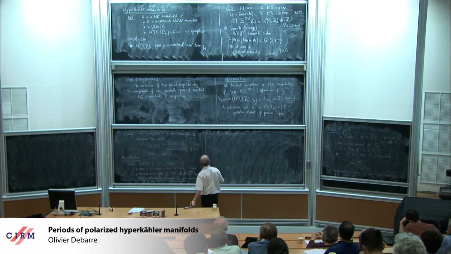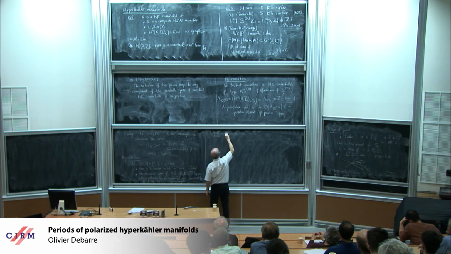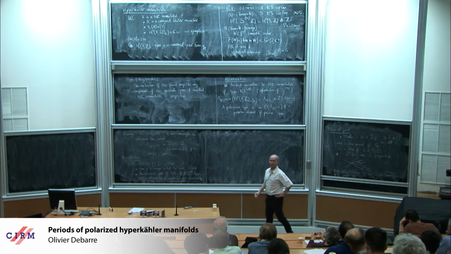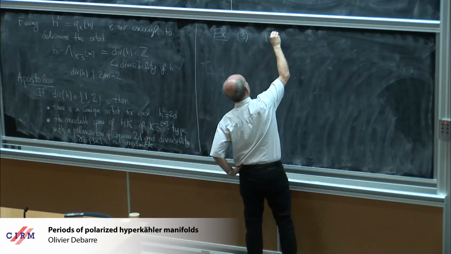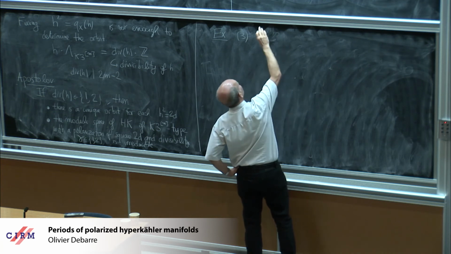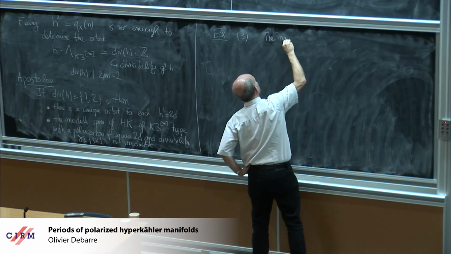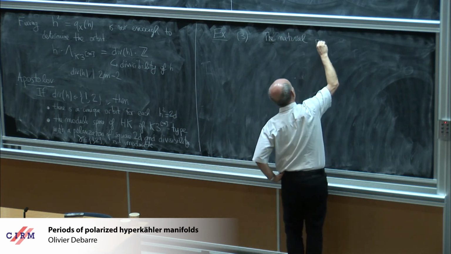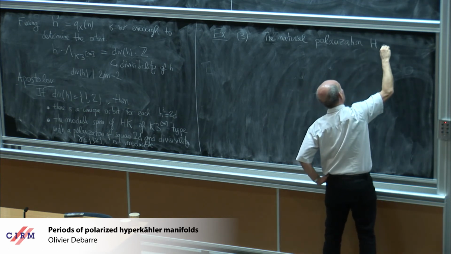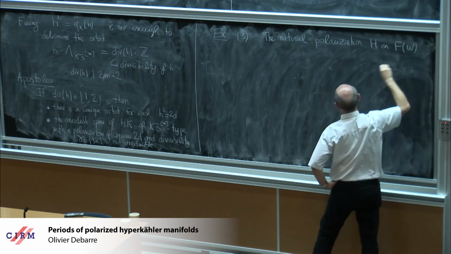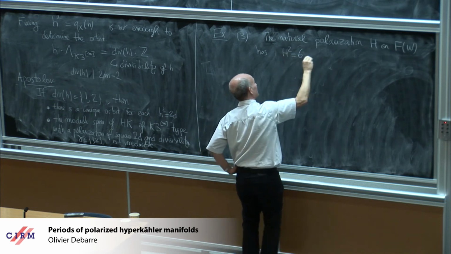So the example is still there. If I go back to example number 3, varieties of lines on cubic fourfolds, F(W), or let's say h, I think I called it h. The natural polarization h on F(W) has square 6, I mentioned it already, and divisibility 2.